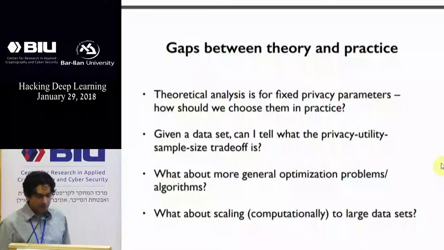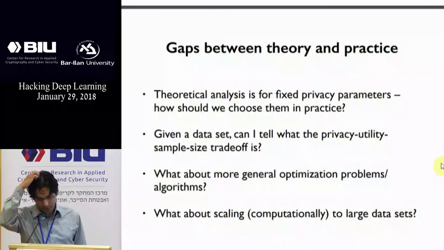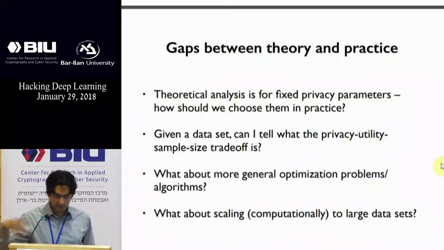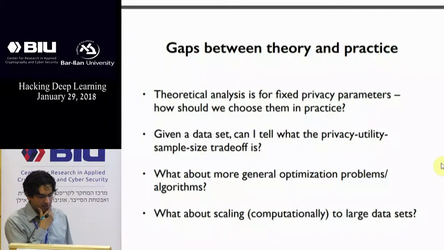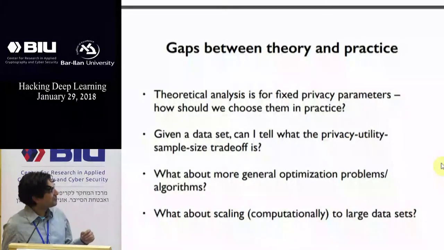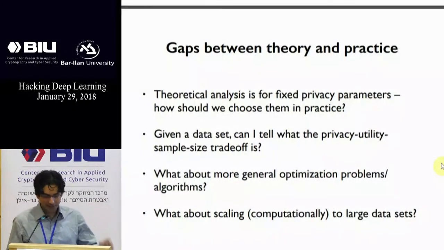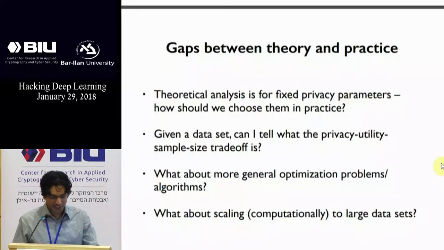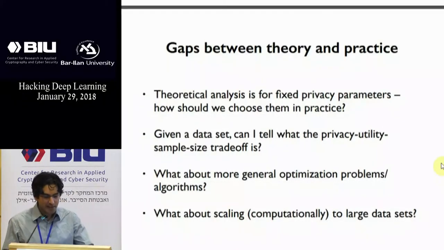So the question you always get when I talk to practitioners who are concerned about privacy but haven't really thought about it is, well, okay, so why do I pick epsilon and delta? And then I say, oh, I don't know. The best thing I could say is ask the lawyers. Also don't know, right? Don't ask the lawyers anything.